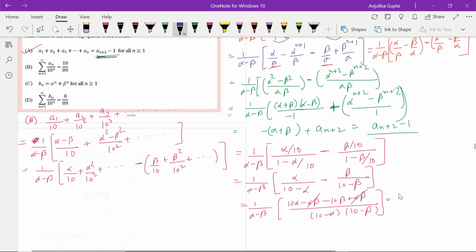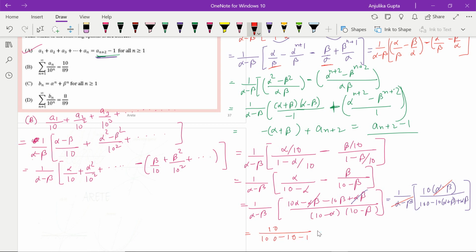What are you left with? 1 over alpha minus beta and then 10 times alpha minus beta. Here, just multiply: 100 minus 10 times alpha plus beta plus alpha beta. Now this alpha minus beta gets cancelled. What are you left with? 10 divided by 100. How much is alpha plus beta? 1. How much is alpha beta? Minus 1. What is this? 10 over 89. So after doing this much work, I know that the B part is also true.